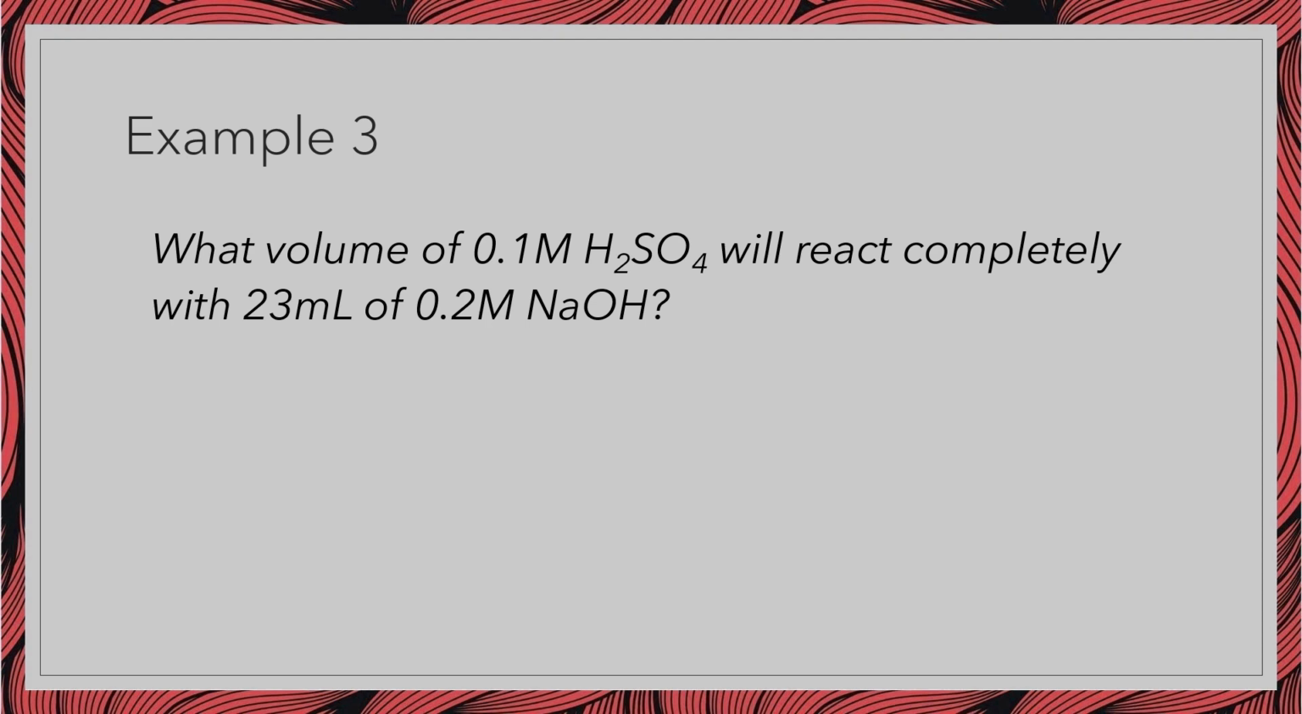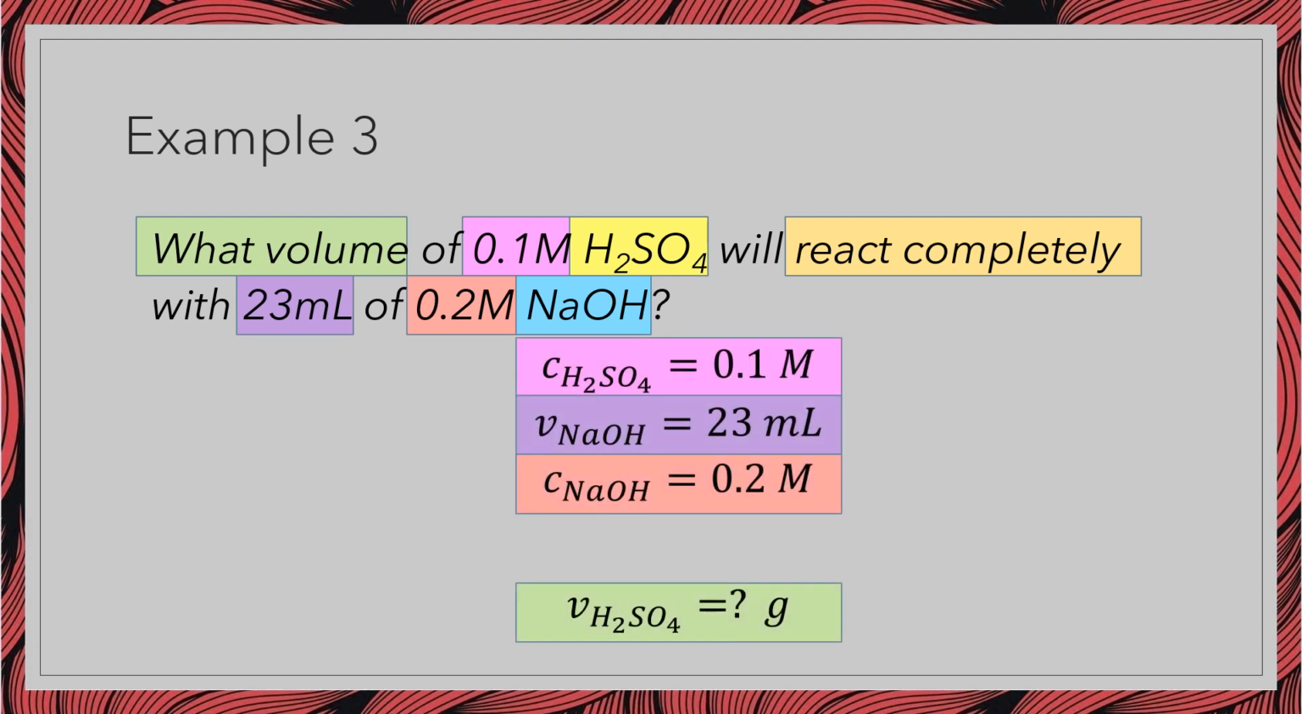Okay, let's highlight what we've got. 0.1 moles per liter. So that's a quantity. It is concentration, and it's the concentration of sulfuric acid. And that would react completely with 23 mL of 0.2 molar sodium hydroxide. Now what's it asking for? It's asking us what volume. And so we're going to need to figure that out. Now, react completely, so we need to add just the right amount. So we're given the concentration of sulfuric acid, the volume of sodium hydroxide, and the concentration of sodium hydroxide, and so we need to find out the volume of H2SO4.